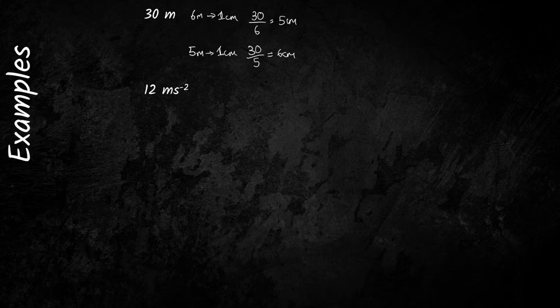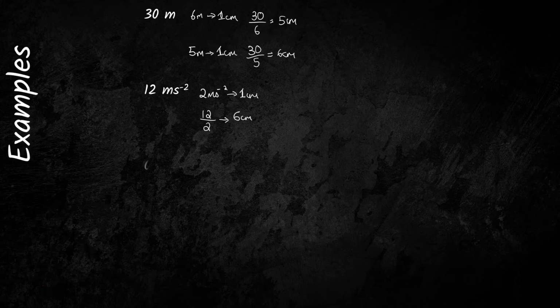The next one is 12 meters per second squared. Of course, that's acceleration. And again, the scale for this is pretty obvious. You can use 2 meters per second squared gives you 1 centimeter. So you're going to get 12 divided by 2, which is going to give me 6 centimeters.